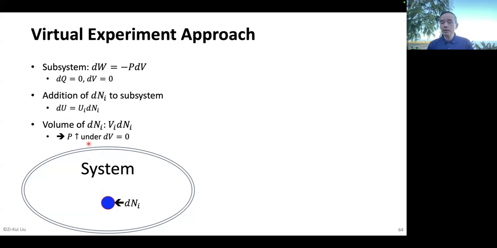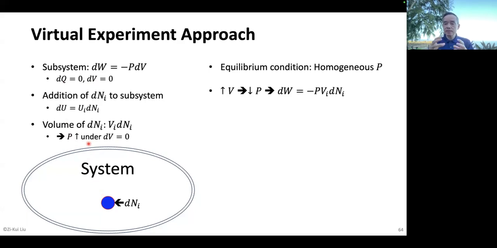However, the system must still be in equilibrium after this internal process. That means the pressure must be the same, because the pressure, as a potential, has to be homogeneous. To maintain the pressure homogeneous, the subsystem has to expand a little bit, right? To release the pressure, it increases its volume to decrease the pressure.